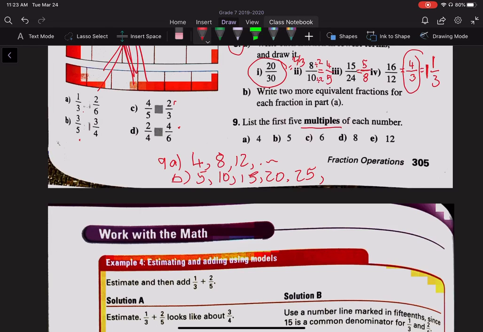And the 6 is 6, 12, 18, and so on. The D is 8, 16, 24, and so on. And the E is 12, 24, and 36, right? So this is the "Do you remember?" And next, I will take up the next page.